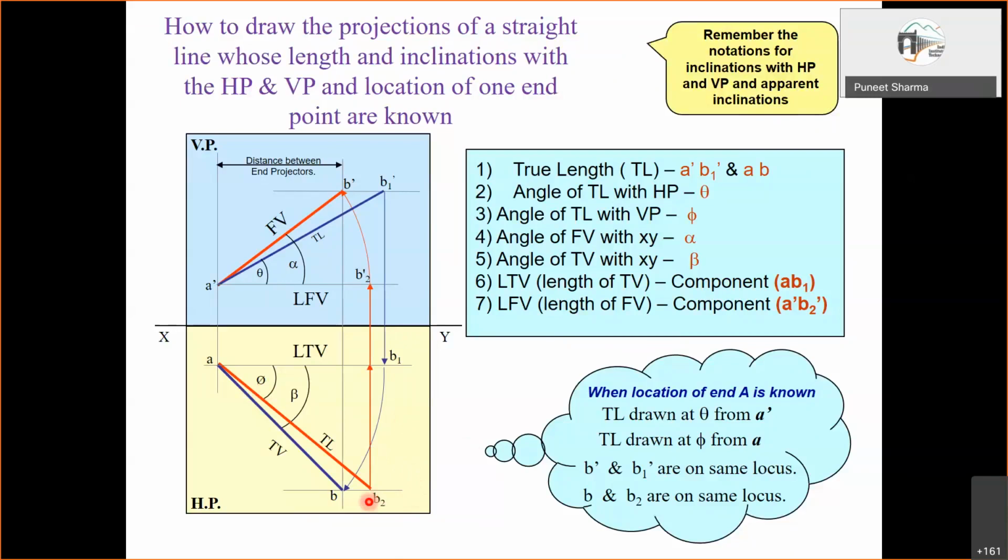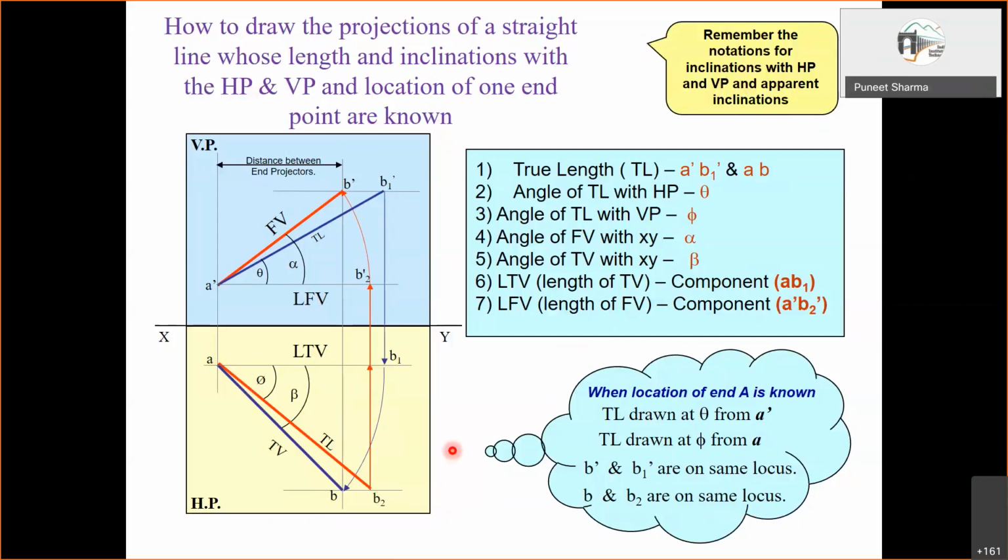Also corresponding to this, if we obtain the front view, that will be parallel to the XY line, A dash B2 dash. So this gives us the length of the front view. The length of the front view will be this much only as long as the line is inclined with an angle phi to the vertical plane.